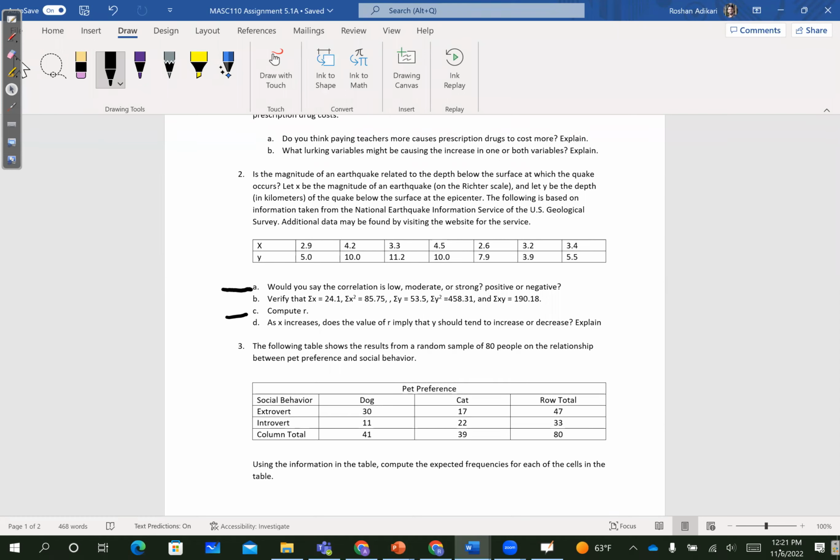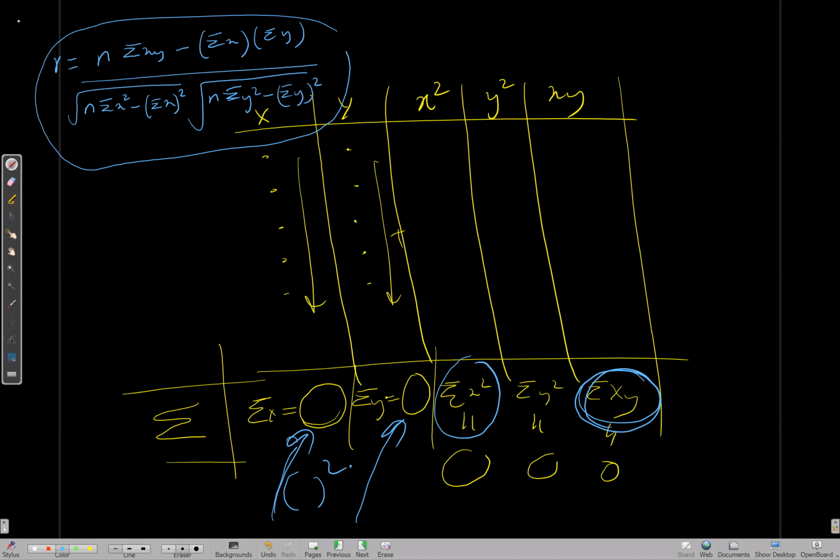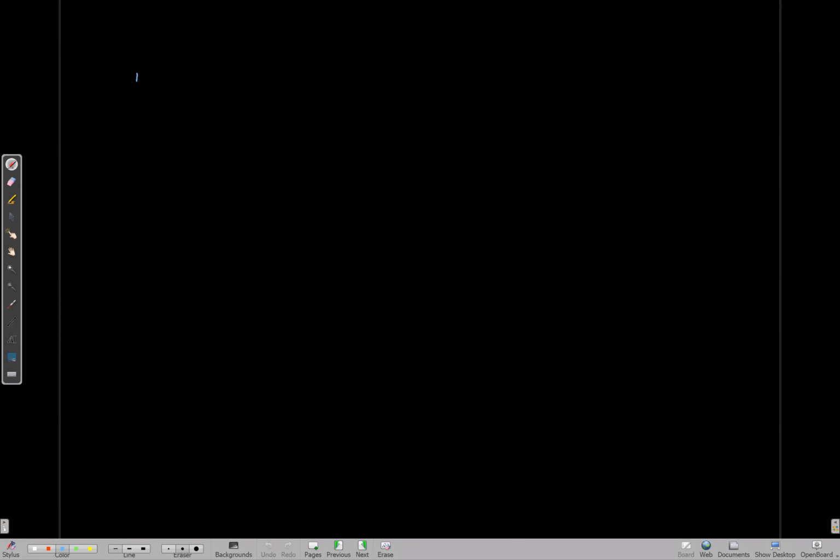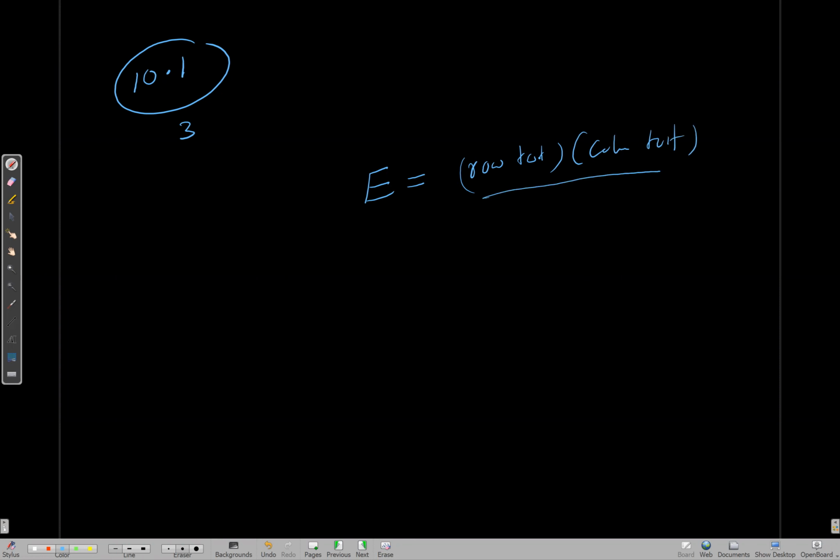What do we have to do? Expected frequency. Well, again, that question is from 10.1 actually. So the third question was from 10.1. So E is going to be expected frequency, row total times column total divided by sample size.